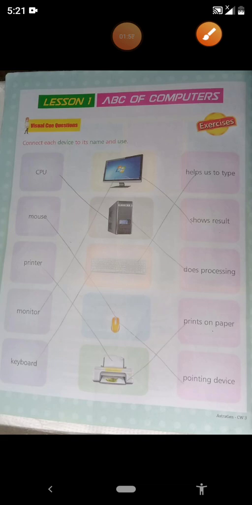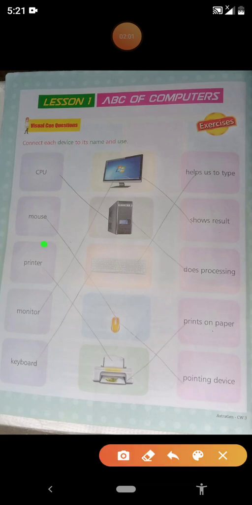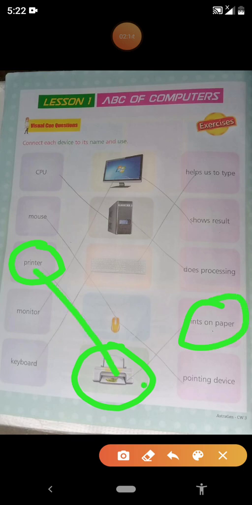Third one is printer. So where is a printer? See this picture, this is a printer. So printer, what is the use of this printer? It prints on the paper. It is an output device. It can give a print on paper. So you have to match like this.